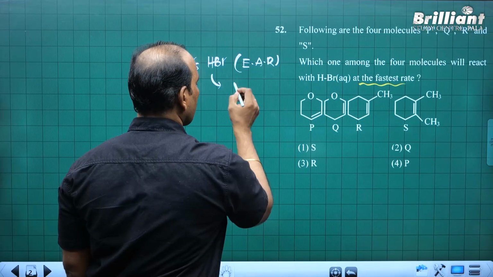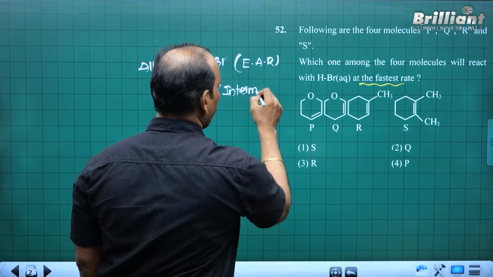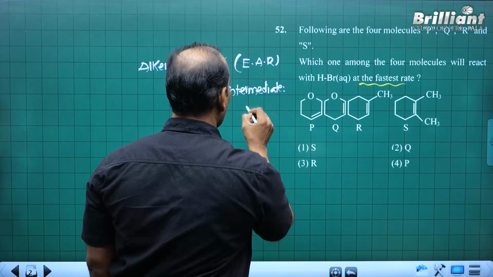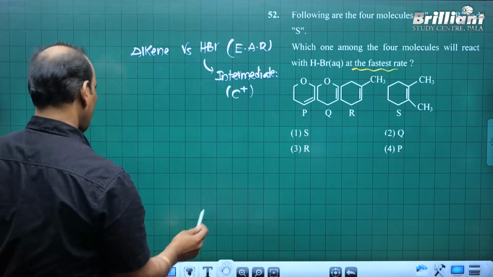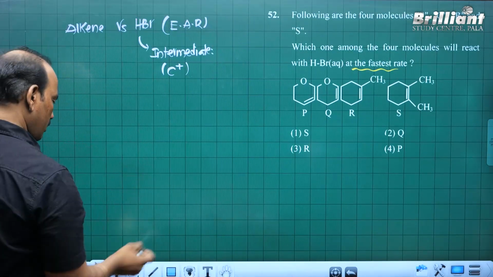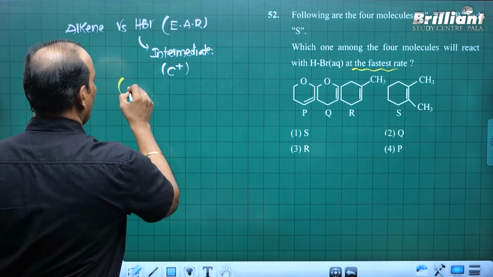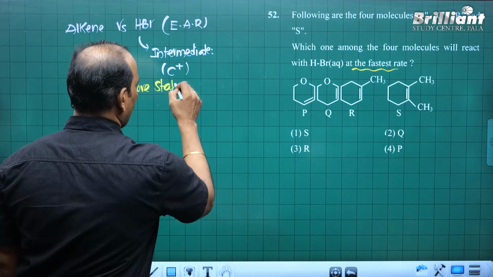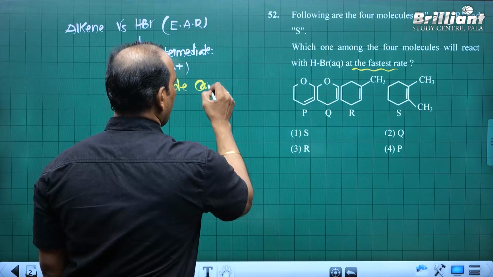Electrophilic addition reaction, what is the intermediate? The intermediate is carbocation. Carbocation. So a more stable carbocation easily participates in the reaction. So we require the more stable carbocation.